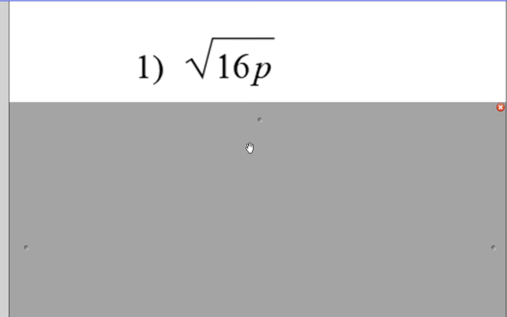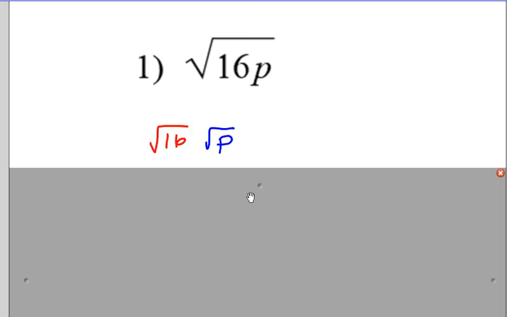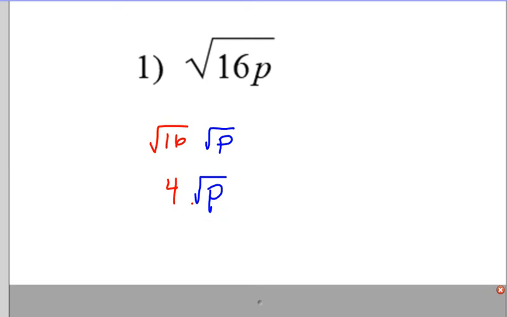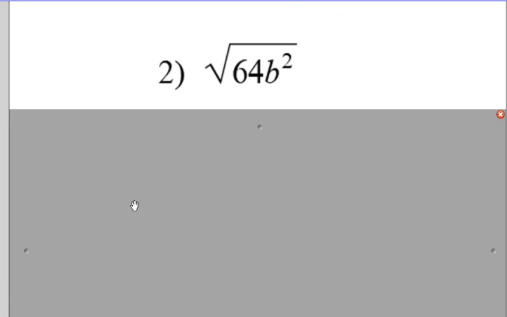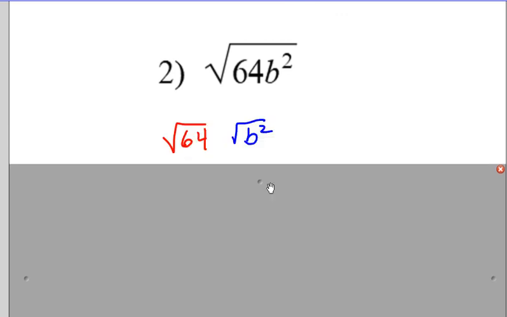Square root of 16p can be rewritten. Number 2, square root of 64b squared.